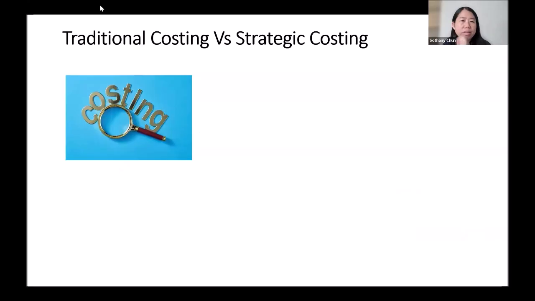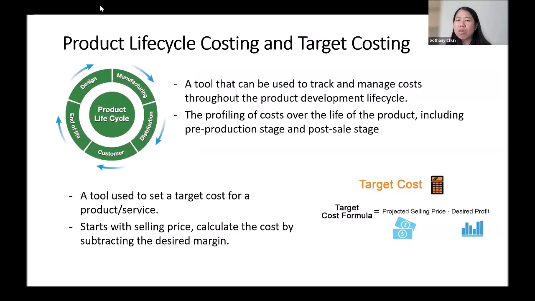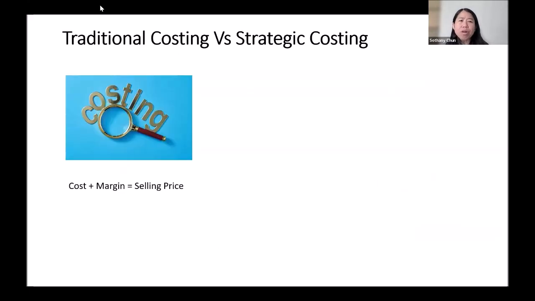Briefly, let's try to understand the difference between traditional costing and strategic costing. Strategic costing here, I'm referring to both the product lifecycle costing and target costing. Traditional costing, like I briefly mentioned, and everyone knows that, you start with the cost. If you want to sell something, you go and buy from your supplier, and then you add the transportation cost, you add the staff cost to that, and then you say, okay, this is the price that you should be selling, because these are the costs that have already been incurred. So you have cost plus the margin equal to the selling price.